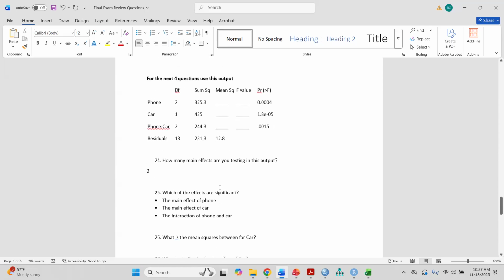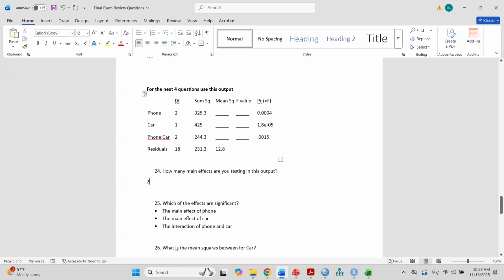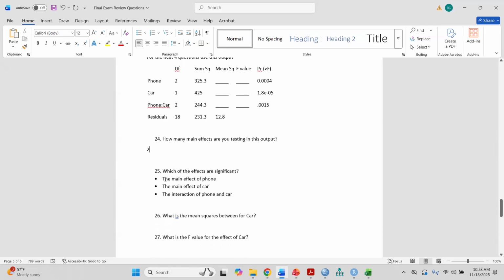Which of the effects are significant? Well, you just look at the p-values. Main effect of phone, that is significant. Main effect of car, that is significant. 1.8 times 10 to the negative fifth is a very small number. And the interaction, 0.0015, all three of those, we would say, I'm just going to put X as if I was checking a box. Yes, all of those are significant.